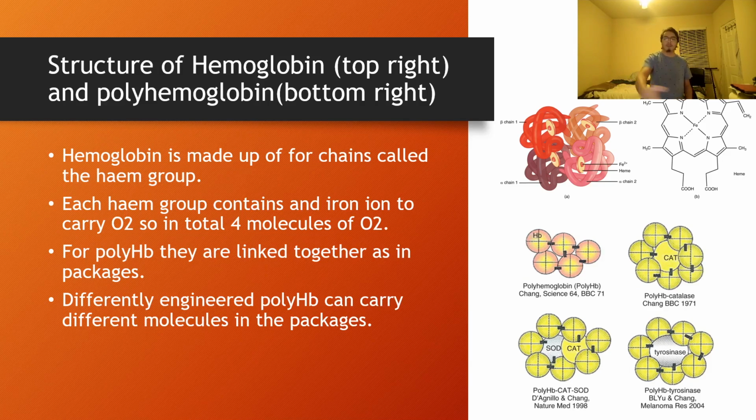Now on the bottom right, the polyhemoglobin, you can see that they're connected to each other. Think of it as packages. Within the protein membrane, inside are the packages, the polyhemoglobin. And you can see catalase, which is an enzyme that is good for protecting the cells, the DNA, and proteins from oxidative damage. They add in some enzymes to protect the body as it goes through the system.